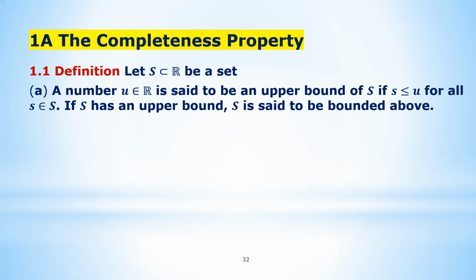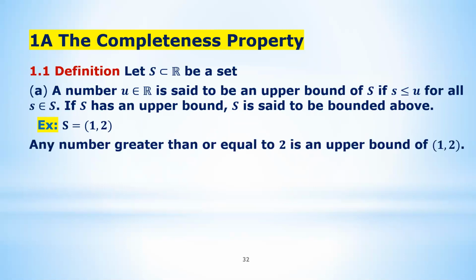If a set has an upper bound, then the set is considered to be bounded above. So in this definition, part A, I have introduced 2 concepts. One is called the upper bound, the other is called bounded above. It's a basic concept. For instance, suppose you consider S equal to the interval (1, 2), an open interval. Then any number greater than or equal to 2 is going to be an upper bound of this set, obviously.